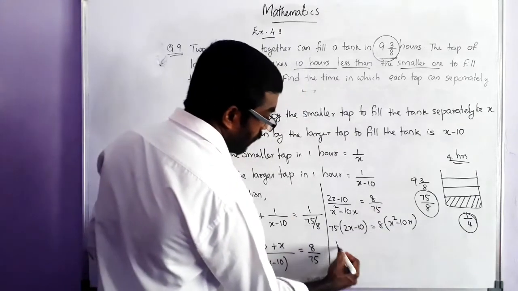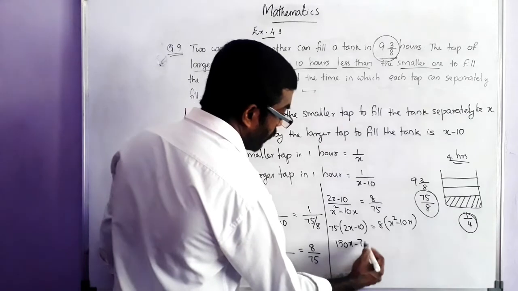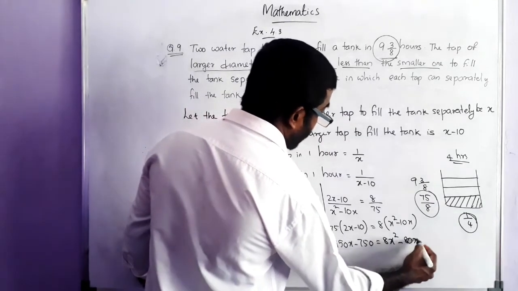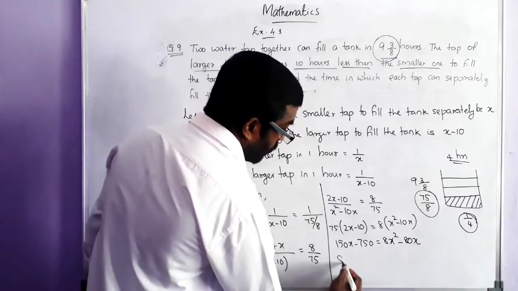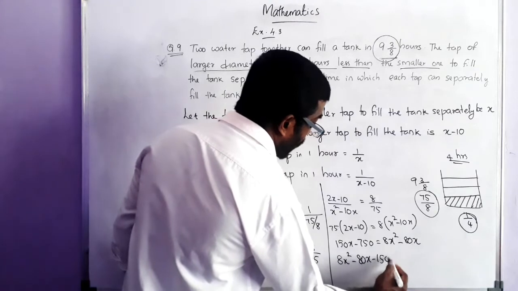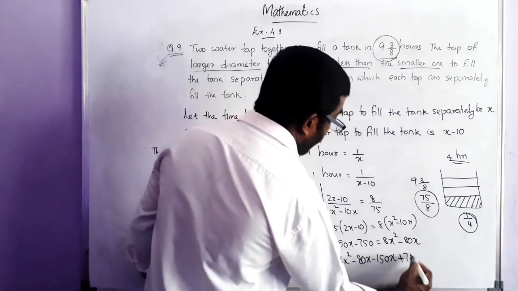You can multiply: 150x minus 750, which is equal to 8x square minus 80x. Or we can write 8x square minus 80x minus 150x, then plus 750 is equal to 0. So the remaining part is a homework, so do it yourself.